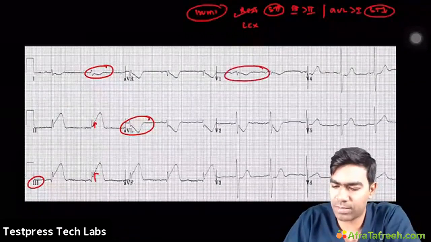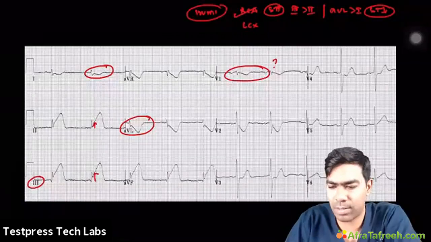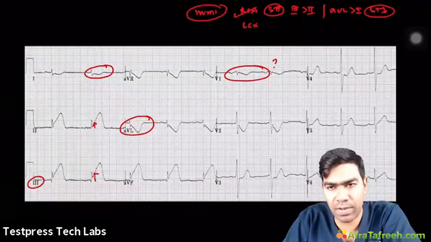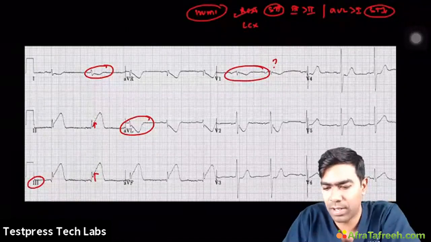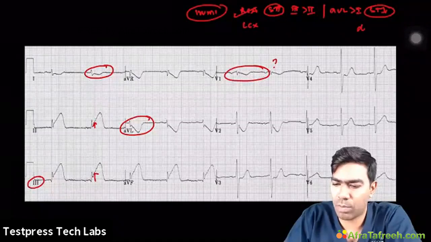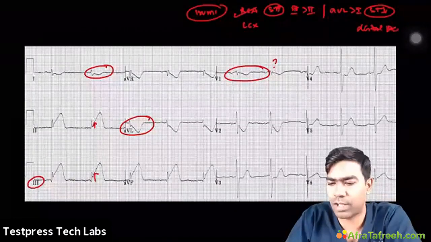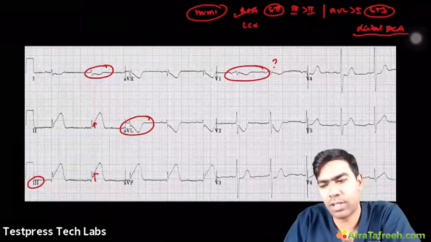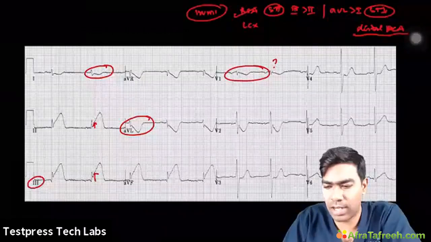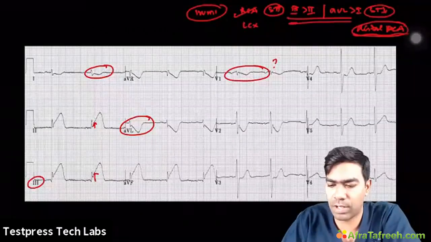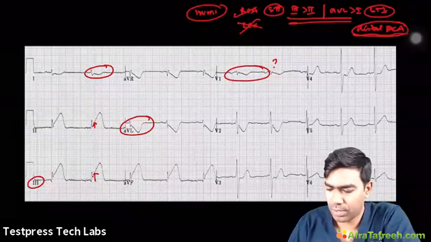But as far as I am seeing, V1 is not showing any ST depression. It could be a right ventricular MI, but as far as the 12 lead ECG is concerned, I'm not seeing any right ventricular MI, which means it must probably be a distal RCA involvement. The acute marginal branches are spared, and only the inferior wall is involved. It must be an RCA because of these changes, and it's not an LCX for sure.